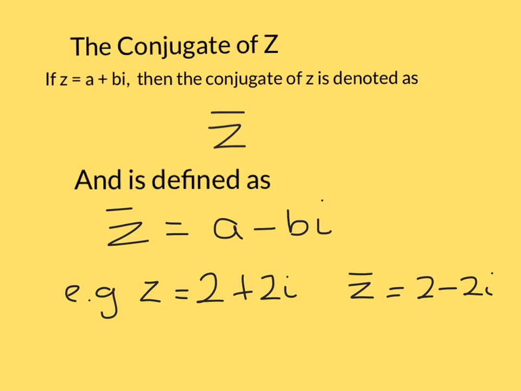And all it is that you change the middle sign. So you can see here we have a plus bi, and now we have a minus bi. If you take an example where z is equal to 2 plus 2i, then z bar is equal to 2 minus 2i. Similarly, if we have a point z that is minus 3 plus 2i, then our z bar is simply minus 3 minus 2i. We do not change the sign in front of the real number.